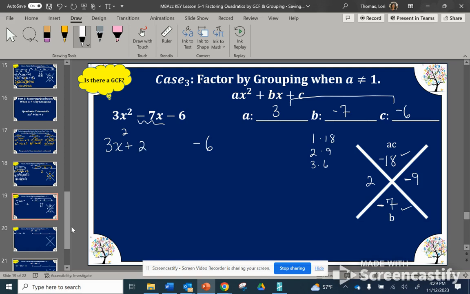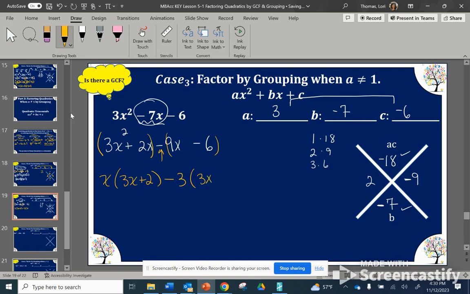So we're going to have plus 2x minus 9x, and you can see that still gives me back this middle value. We're going to group the first two terms and the last two. Don't let this operator get lost. The GCF in the first one is just x. 3x plus 2 minus 3. So our GCF is a negative 3. Negative 9x divided by negative 3 is positive 3x. Negative 6 divided by negative 3 is positive 2.